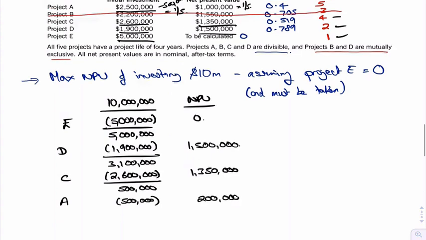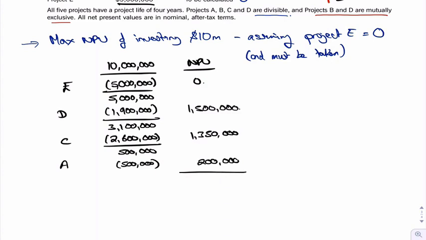Add all that up, and that is my maximum NPV I could get, which I think comes to 3,050. Yeah, 3,050. That's the maximum NPV that I could get spending the 10 million.